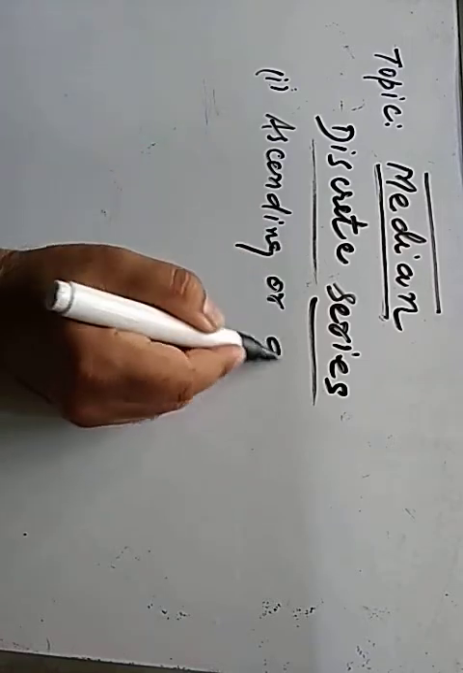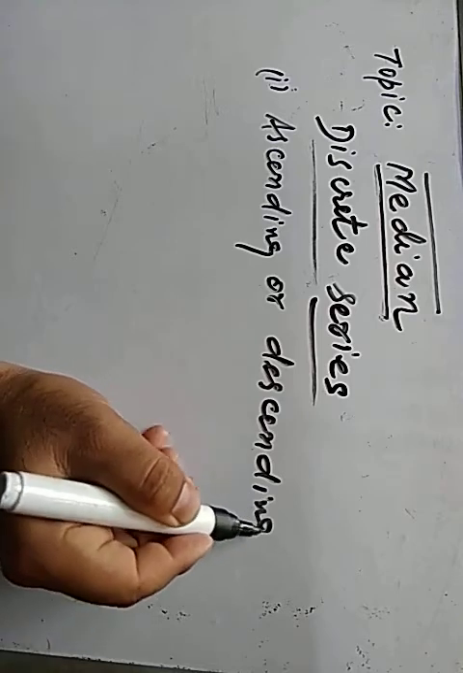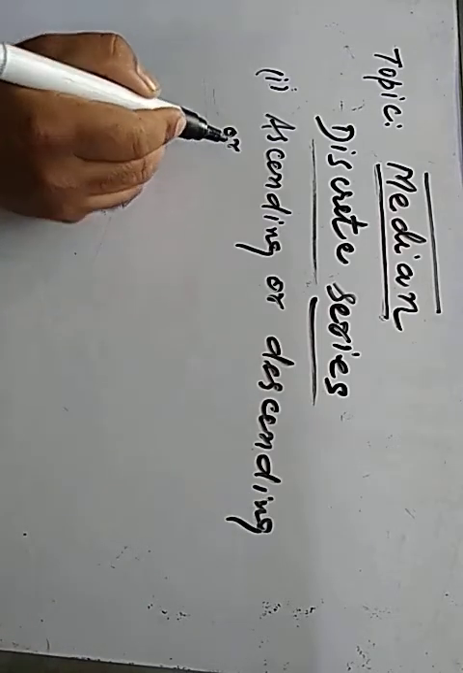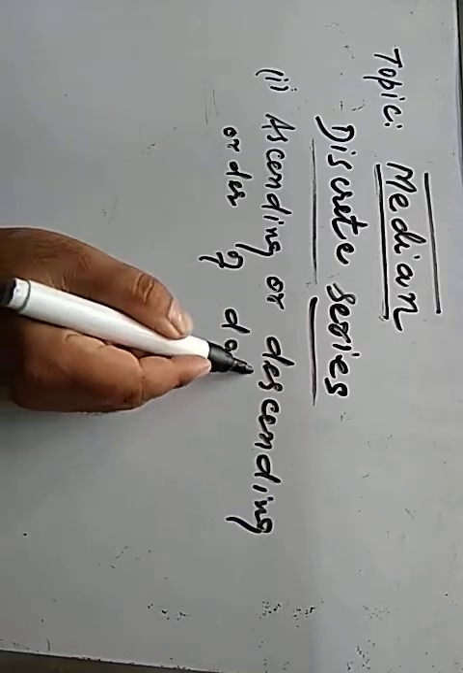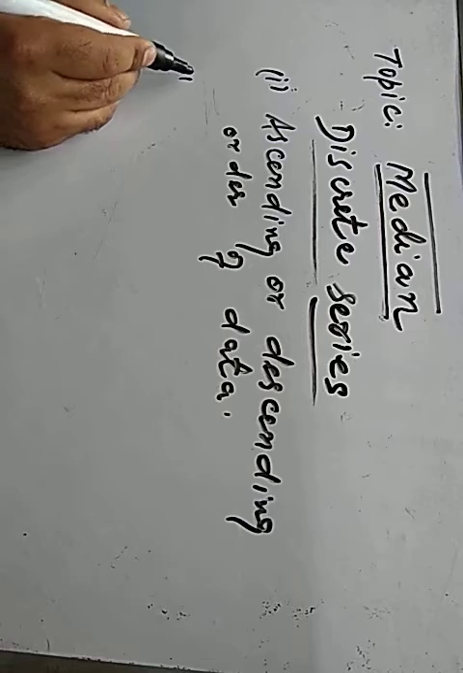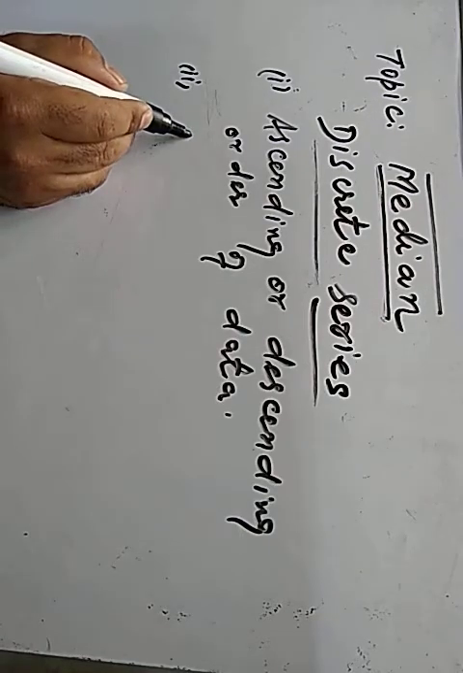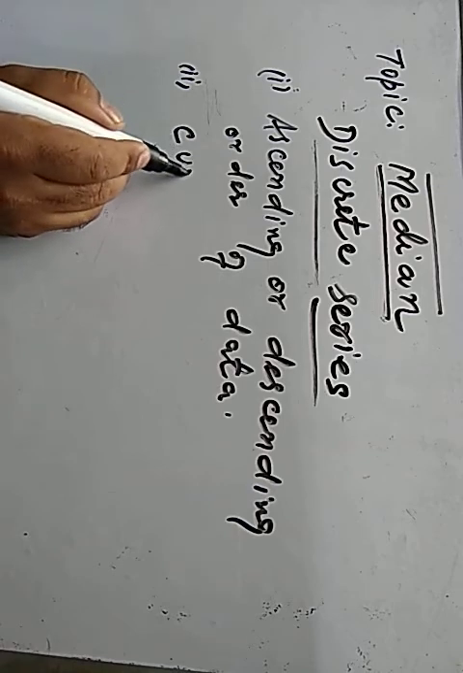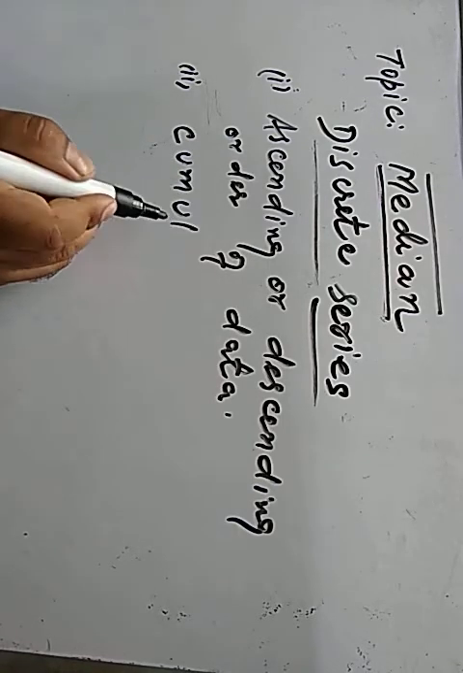Ascending or descending order of data information. Second step is to calculate the values of cumulative frequency from the simple frequency. Second step में हमें cumulative frequency निकालना होगा.